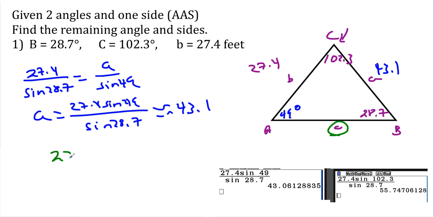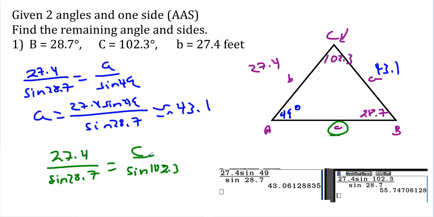So I'm going to just do 27.4 over sine of 28.7. That's sine of B, 28.7. I could have used the other one. Rule of 3, you're allowed to do whatever. So I'm going to have C over sine of 102.3.